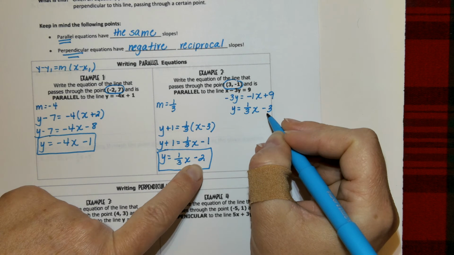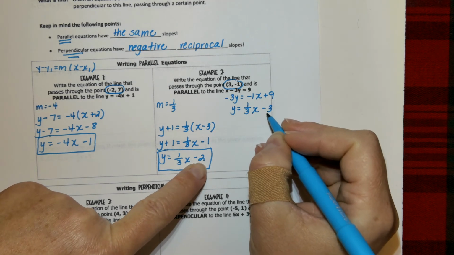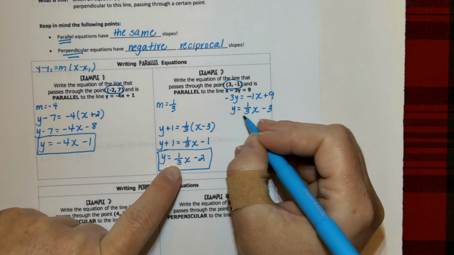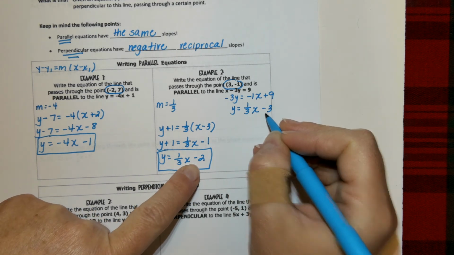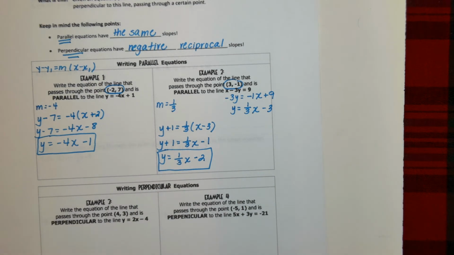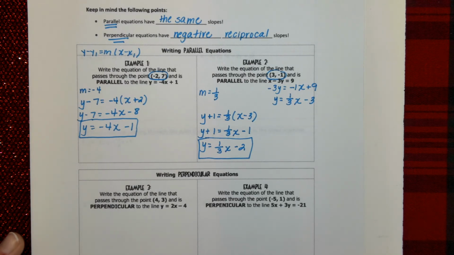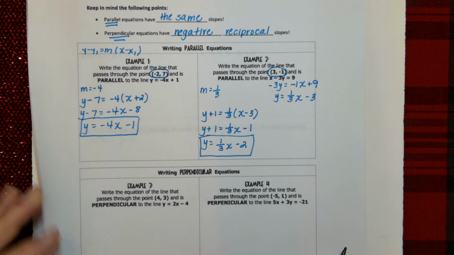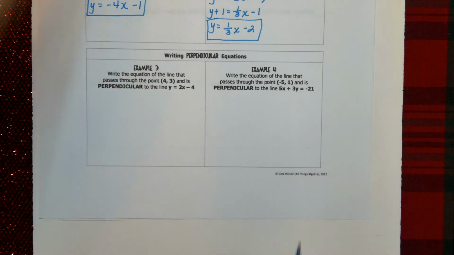This line with a slope of 1/3 is parallel to this line with a slope of 1/3, but notice they have different y-intercepts. This y-intercept is negative 2. This y-intercept was negative 3. These are parallel lines. Same slope, different intercepts. Okay? You're like, no, not really. Well, now we're going to make it even a little bit more tricky because now we're going to do perpendicular.